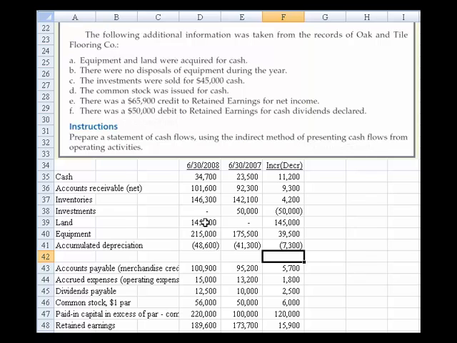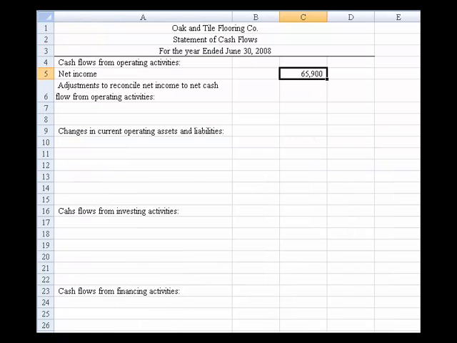Equipment then increased $145,000. Land did, and equipment went up $39,500. Accumulated depreciation went from $41,300 to $48,600. Well, I'm listing it as a decrease, but because they're negative numbers, it really is an increase, right? The negative number got larger to the tune of $7,300. And since we didn't have any disposals, we know that all of that is caused by depreciation. Okay, so we can account for all of that and jot in that we had depreciation of $7,300.